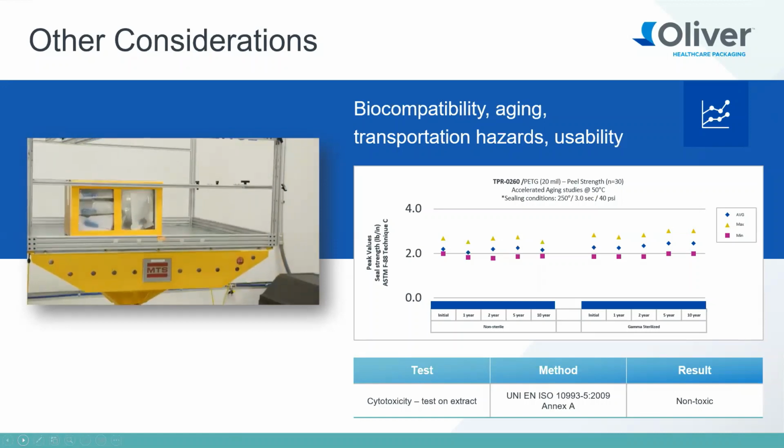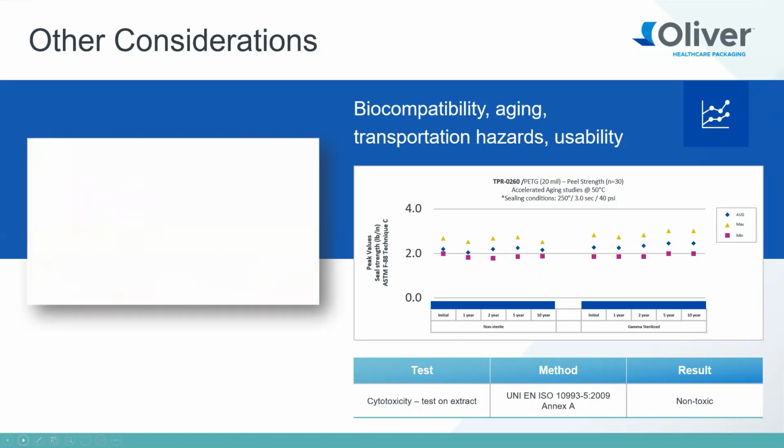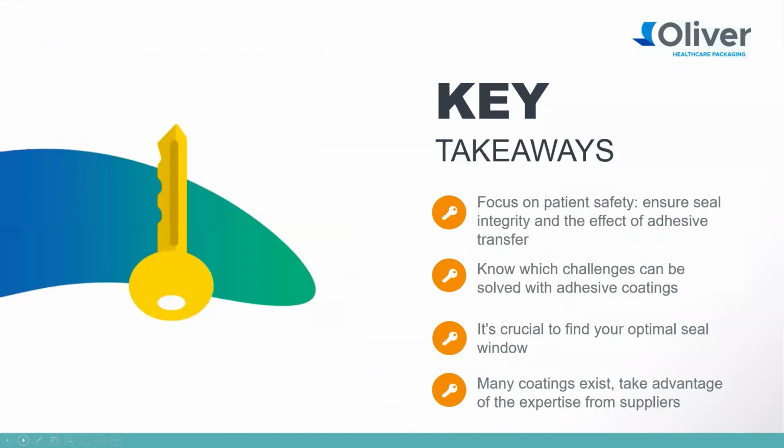Thanks, Kevin. So before we jump into our Q&A portion, there are a few key takeaways that I hope are going to resonate with our audience. Number one is to focus on product safety. Coatings, again, ensure seal integrity through adhesive transfer. At the end of the day, product safety should be at the forefront of our minds throughout the entire development process of our sterile barrier packaging. And understanding coatings and how they work is a key component to understanding and focusing on product safety.